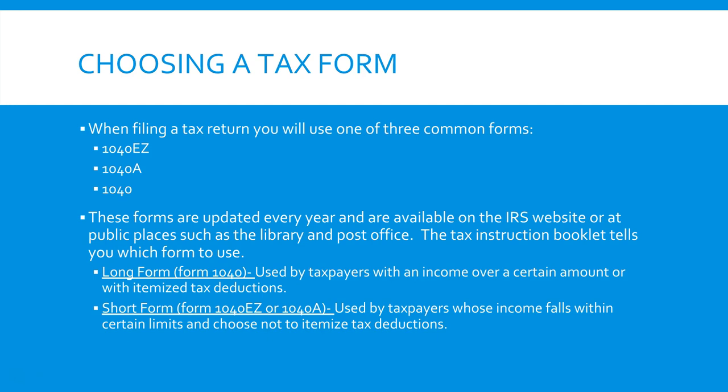So one option is the long form, which is just the standard Form 1040, which is used by taxpayers with an income over a certain amount or with itemized tax deductions. Or you can also use a short form or Form 1040-EZ or 1040-A, which is used by taxpayers whose income falls within certain limits and choose not to itemize tax deductions. So when we are going to go through the 1040 in class, we will be doing a 1040-EZ. This would also be the form that you all will more than likely use to file taxes.